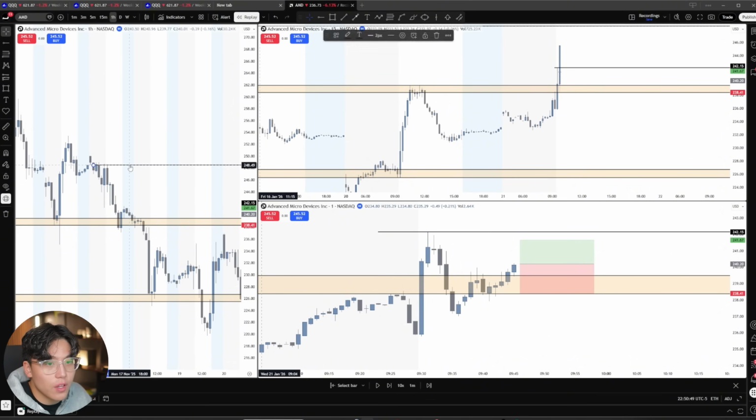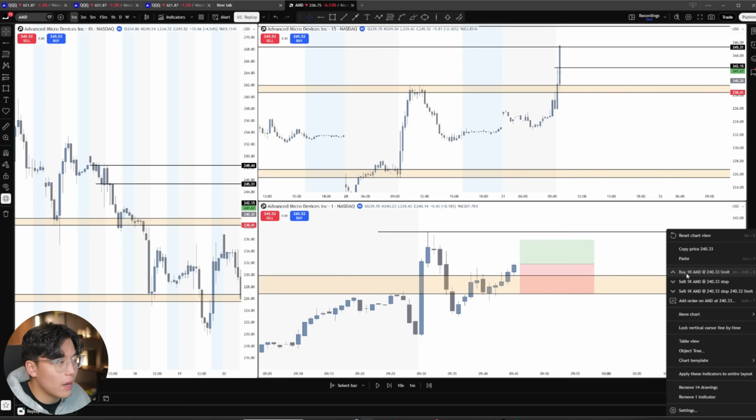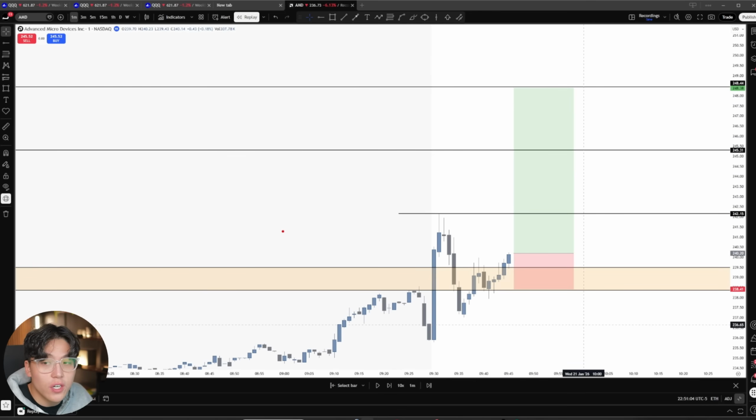That can be a key level that we can look to target. Another possible level we can look to target is this high right here, which is your 245. So if we go back on now the 1-minute chart, these are the exact levels we can look to target for AMD. As I mentioned, we have our direction, which is on the higher time frames. We have the location and we have our entry.